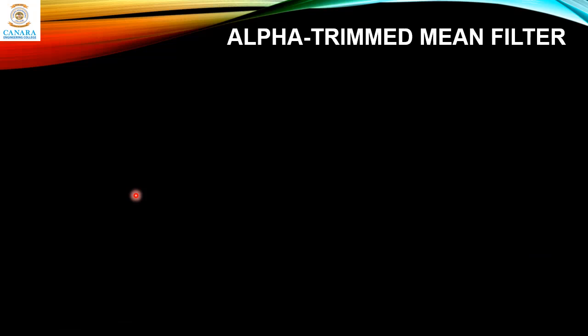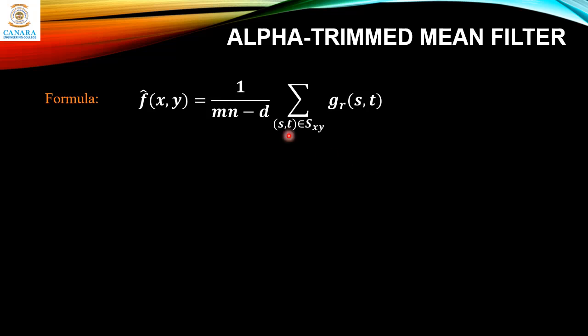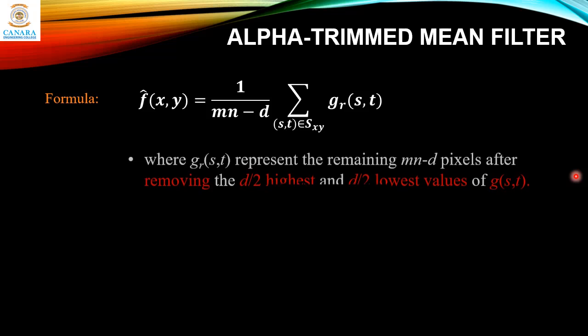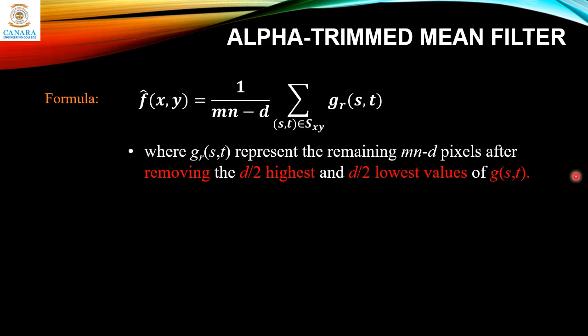Next type of mean filter is the alpha trimmed mean filter. So here the formula is f cap of x,y is 1 by mn minus d into summation of g_r of s,t. Here g_r of s,t represents the remaining mn minus d pixels after removing the d by 2 highest and d by 2 lowest values of g of s,t.